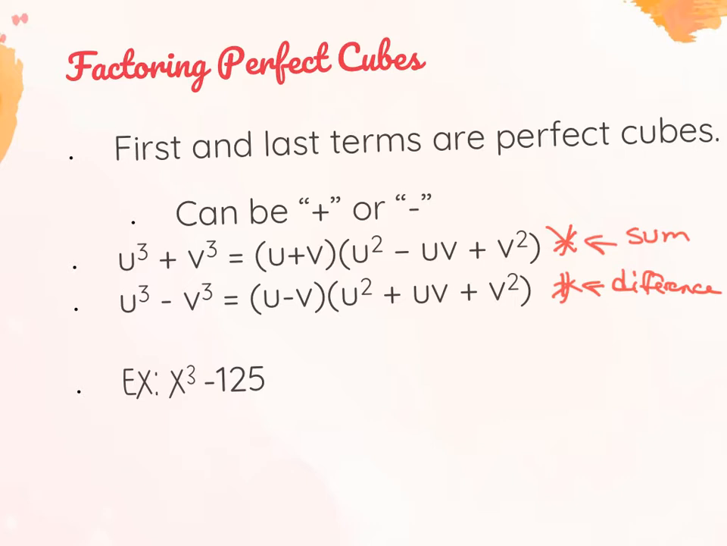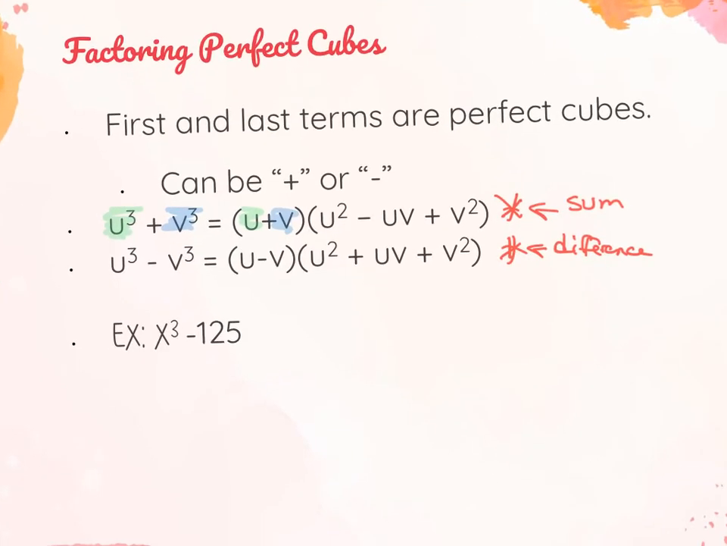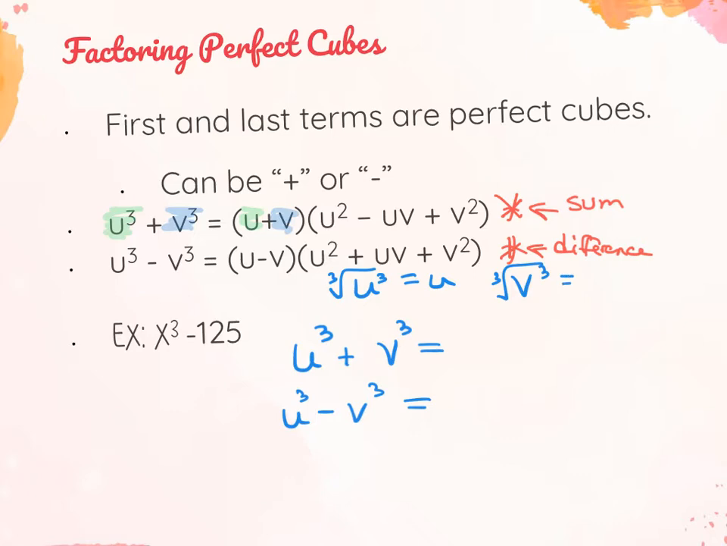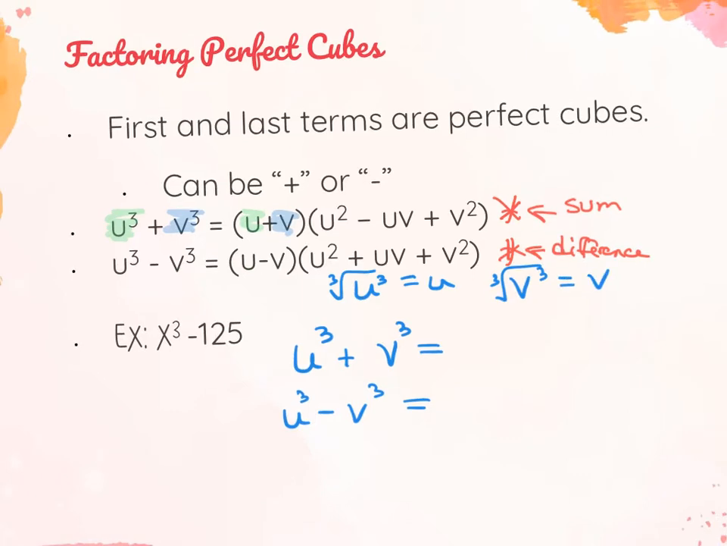Now, the u that's right here in the problem is going to come from cube rooting this u cubed. And then the v is going to come from cube rooting this v cubed. And then from there, you just put it into the pattern, which you memorize. So you're going to have two perfect cubes, and it's either going to be joined with a plus sign, or it's going to be joined with a subtraction sign. Then from there, to solve this, you're going to find the cube root of u cubed, which gives you u. Then you're going to cube root the v cubed to give you the v. Then from there, the pattern is as follows.